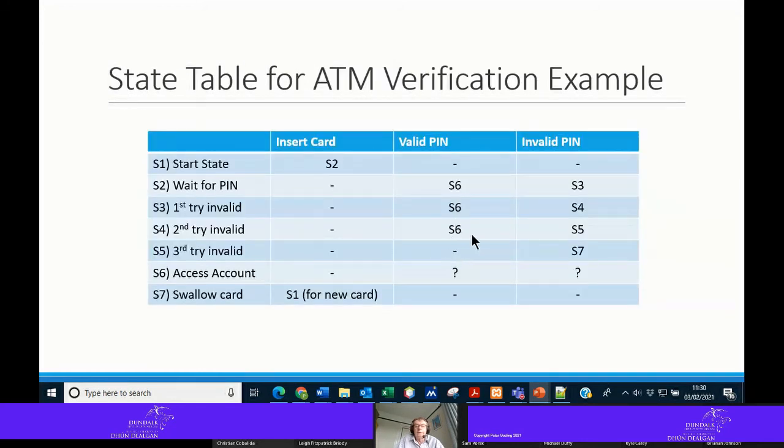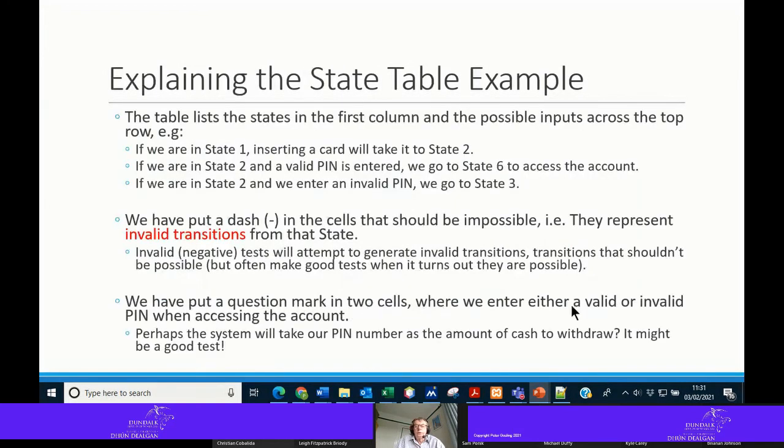Like, what happens with a valid pin on the third try? What's the story? There's no real course there because it's going to S7. We put a question mark in 2 cells where we can enter either a valid or invalid pin when accessing the account. Perhaps the system should take our pin number as the amount of cash to withdraw. It might be a good test. So again, there's interesting things you can look at there.